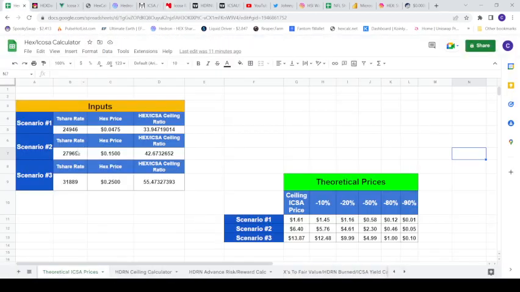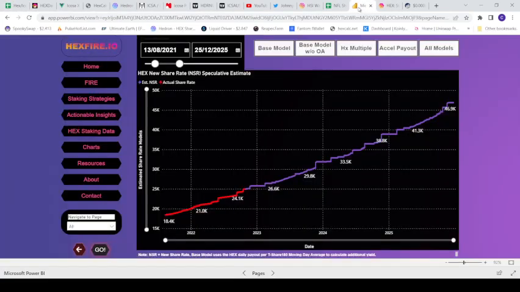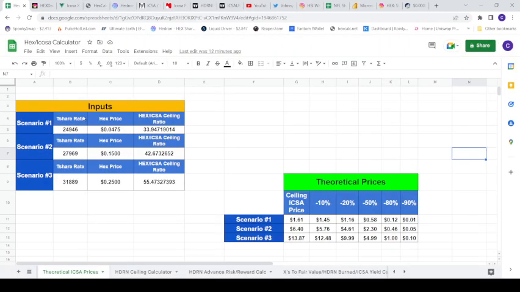Now, what I mean by that, I'll run through some more T-share rates, and I'm going to pull it off of Hexfire. So let's do January 1st. 25,779. I'll punch that into our handy dandy calculator. 25,779.